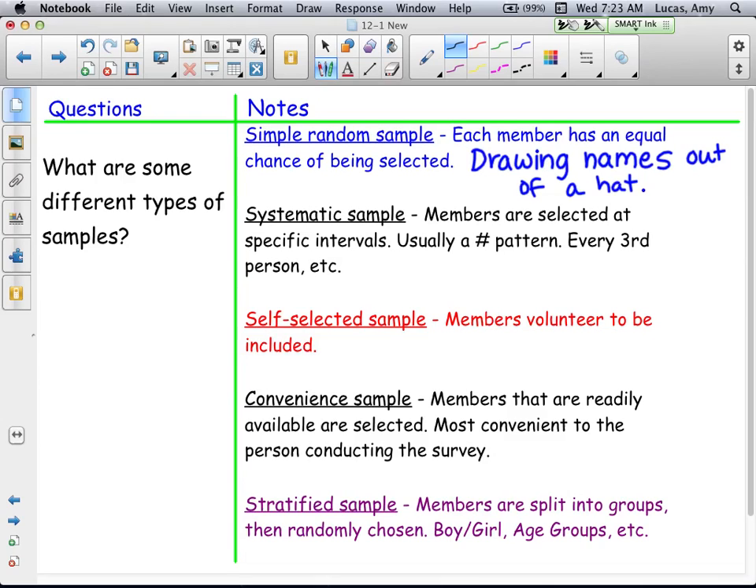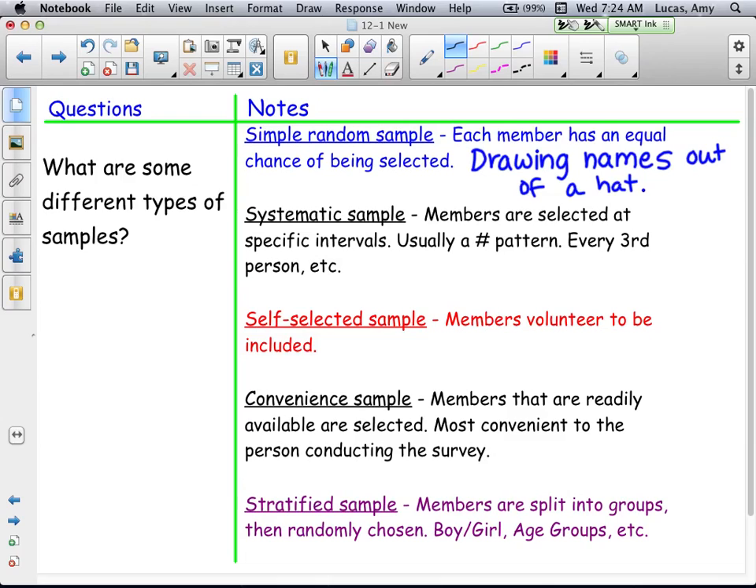The third type is a self-selected sample. That's the easiest because members volunteer to be included. The fourth one is a convenient sample. Members that are readily available are selected. This is when you pick people that are most convenient to you if you're conducting a survey. So it might be the first 10 people that arrive somewhere because that's the easiest, and then you're done.